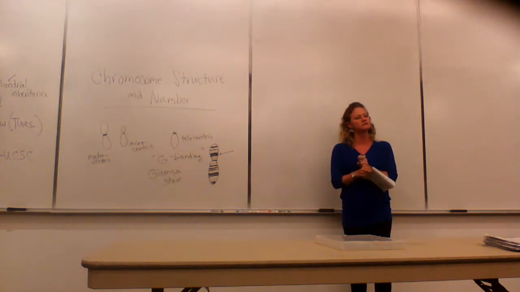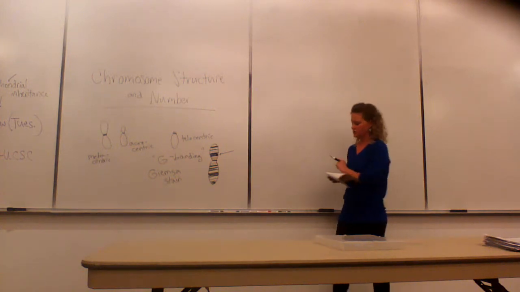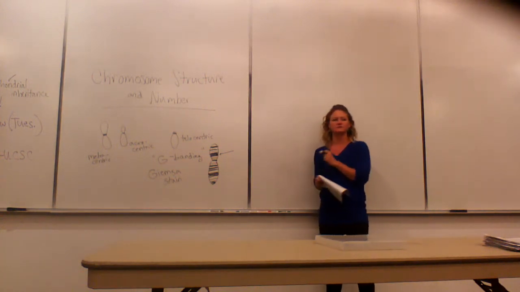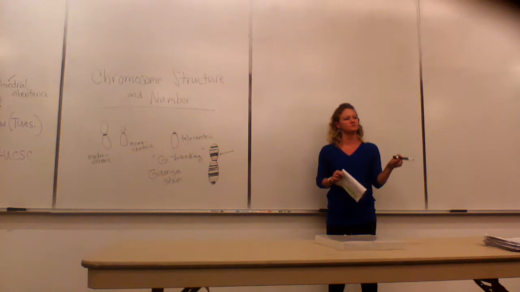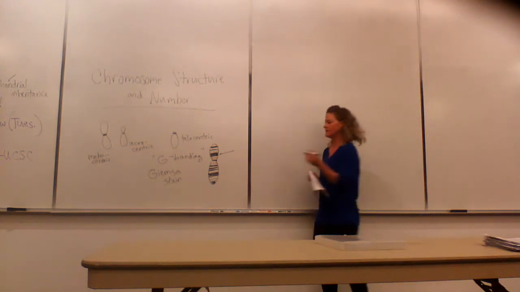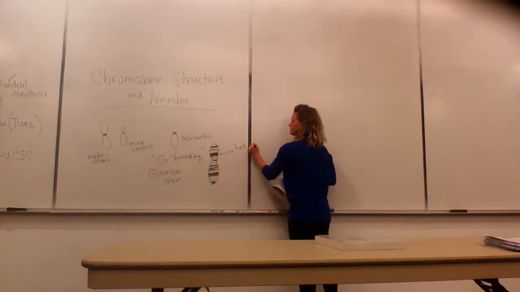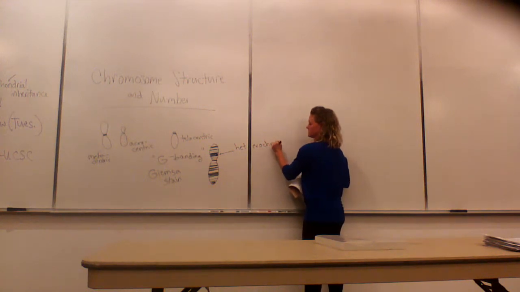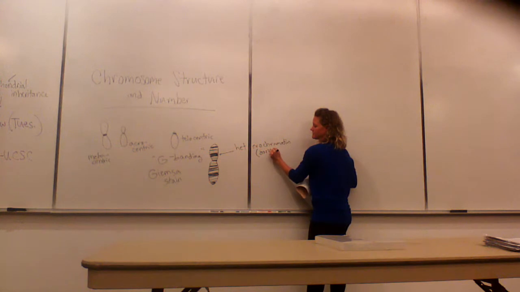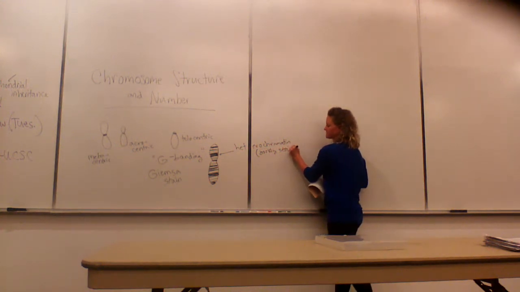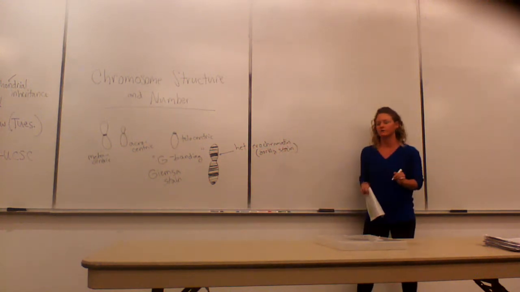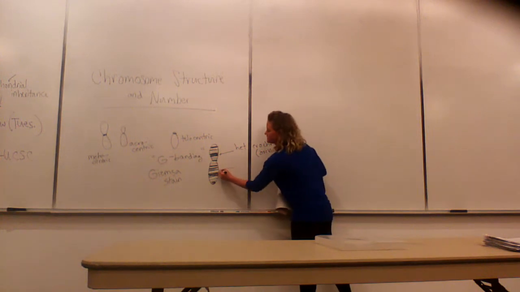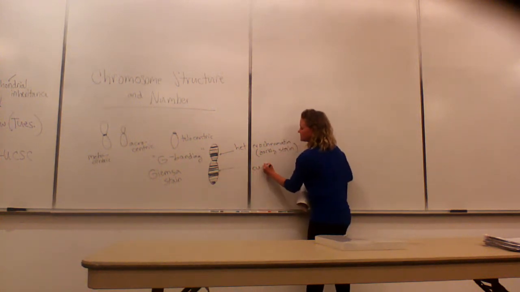You have a ton of dense DNA in that area, which relates to what? Which one, heterochromatin or euchromatin? Yeah, heterochromatin. So the darkly stained, dense packed chromatin is the heterochromatin, and then the light areas is our euchromatin.